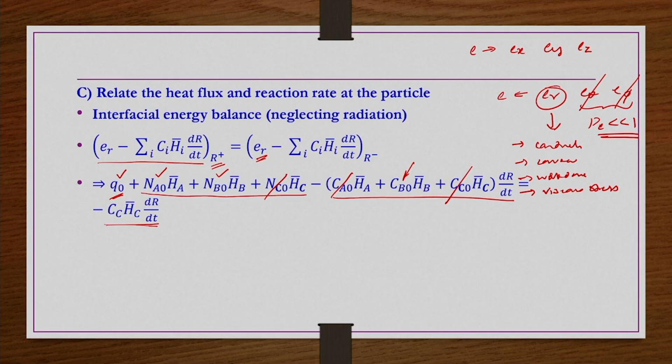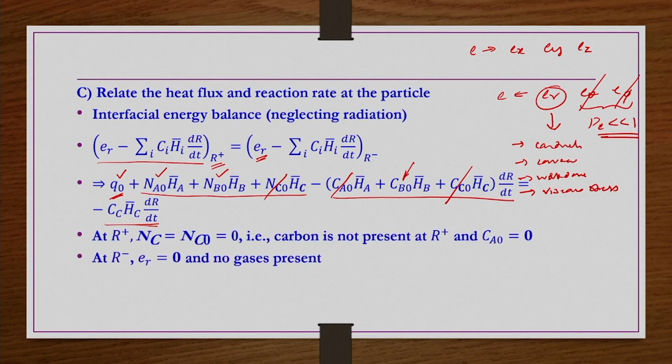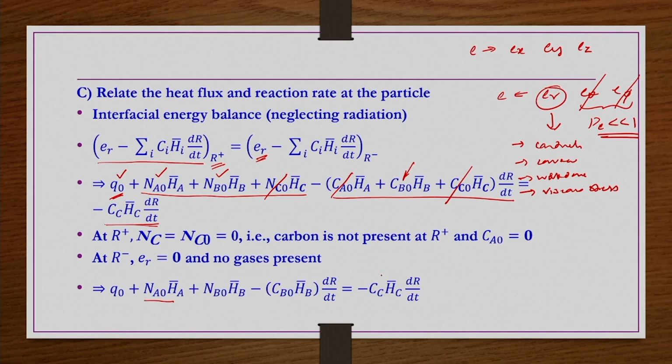So, then what we are having: Q naught plus Na naught Ha bar plus Nb naught Hb bar minus Cb naught Hb bar dr by dt is equals to minus Cc Hc dr by dt, right.